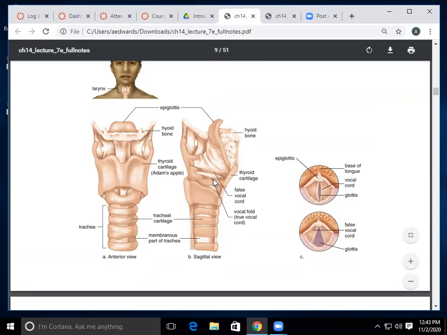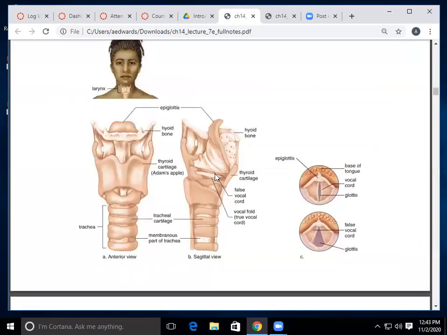Okay, there's a vocal cord or vocal fold, true vocal cord. There's a false vocal cord. There's some cartilage near your thyroid. It's called thyroid cartilage. Okay, here's another view of the glottis here in the middle. These vocal cords. Okay, epiglottis up here, and the base of your tongue.